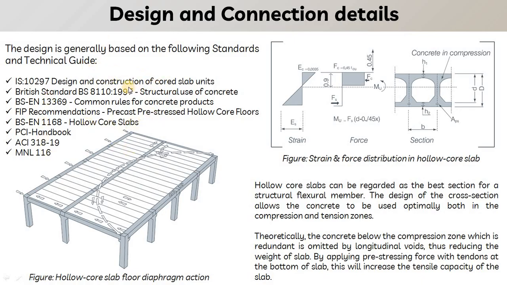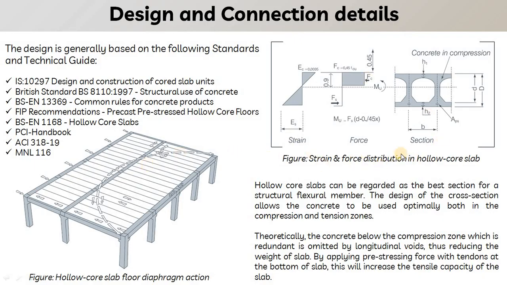We have the design and construction of the core slab units. We have structural use of concrete. We have the common rules for the concrete production. We have precast pre-stressed hollow core floor system, and also we have hollow core slab, and we have the PCI manual. We have PCI books as well as ACI codes for the consideration of the hollow core slab.